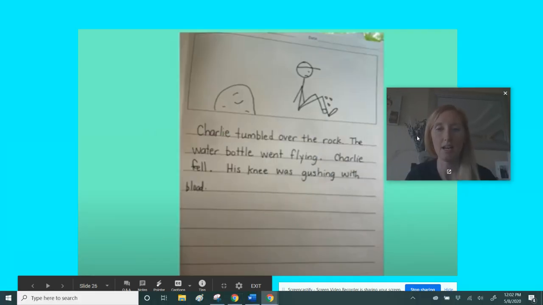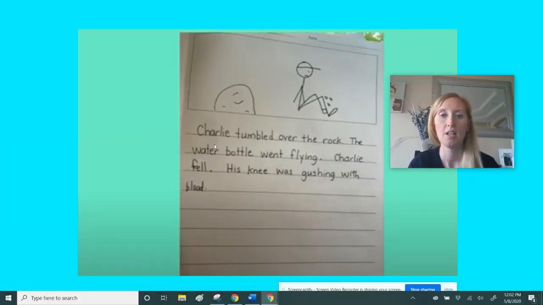Okay, now the next page says, Charlie tumbled over the rock. The water bottle went flying. Charlie fell. His knee was gushing with blood. Okay, so again, carrying on the important details of the story. And notice here how this page doesn't have any speech bubbles, and that's okay. Not every page has to have them. And this page doesn't have any dialogue in the story either. That's okay.